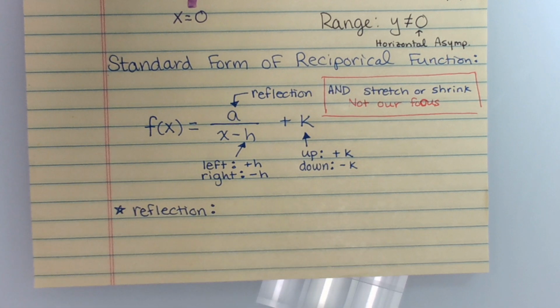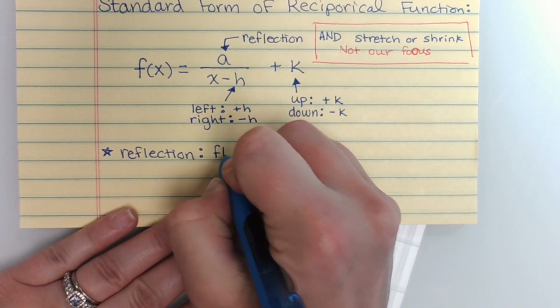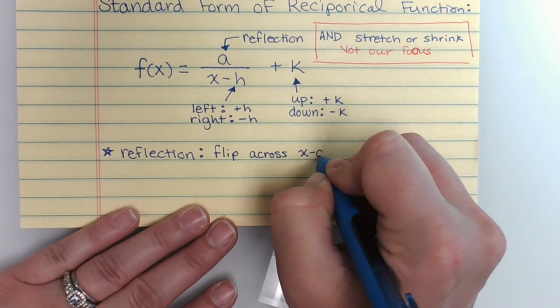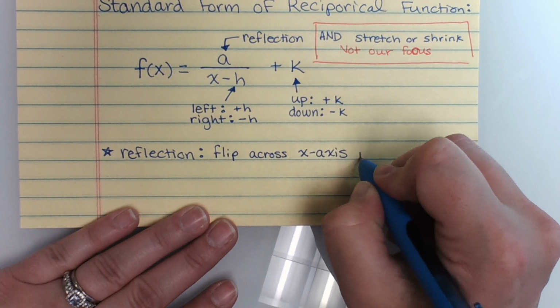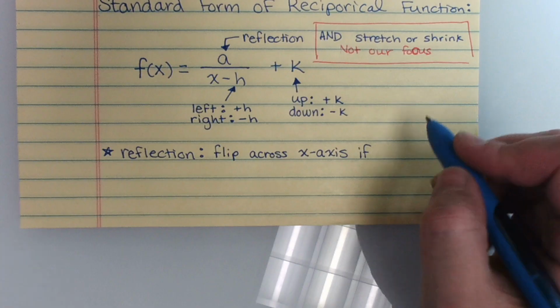Now the reflection, we didn't clarify what makes the reflection, kind of like we did the left and the right. What does a reflection do? Flips it. Now, specifically in this case, it's going to flip across the x-axis. Do you remember what makes a graph flip? If it's negative.